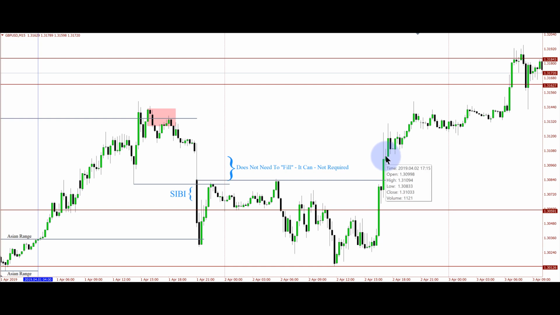The low is 130.83, and the open on this candle is 130.84, only off by 1 pip. And if you count the pipettes, it's only off by 7 pipettes, which isn't even a full pip. So beautiful delivery there. And then we start to see the price run.